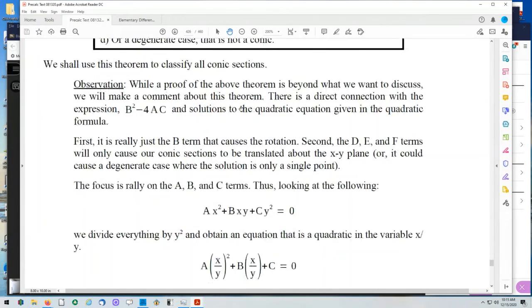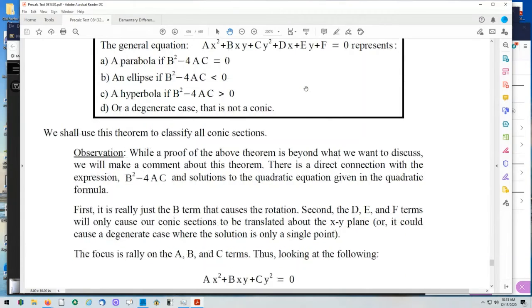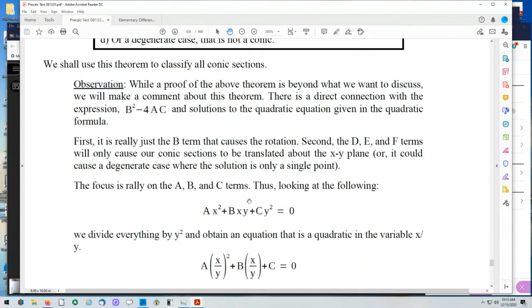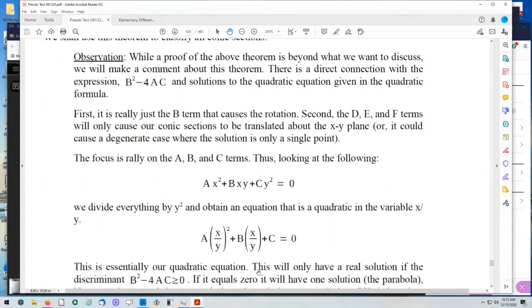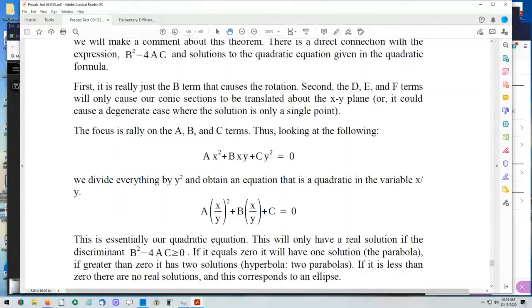So it turns out that if I only consider the a, b, c, and notice that d, e, and f just kind of change the shape and move it away from the origin a little bit, my real focus is on these three coefficients. Now, if I divide everything by y squared and rewrite it like this, I get this quadratic equation. And that's where these coefficients and their meaning come from. So it is related to the quadratic equation, which is kind of an amazing thing.